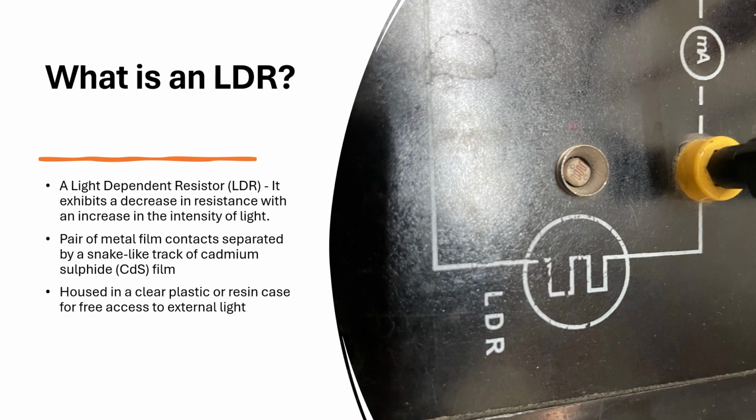The space between the two metal film contacts is filled with a snake-like track of cadmium sulfide material. Cadmium sulfide is a semiconductor that exhibits a unique property. Its electrical conductivity changes significantly with the amount of light that falls on it.